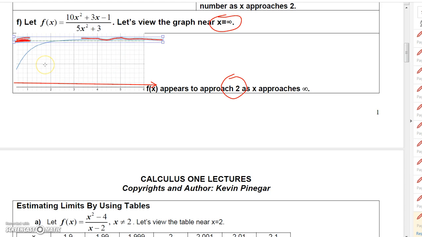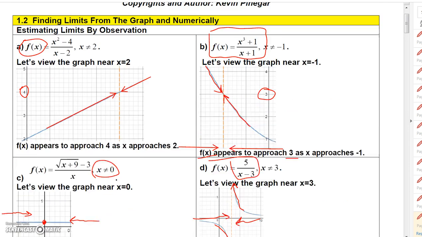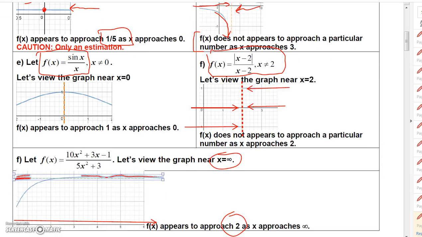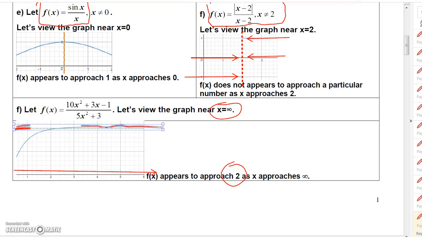Okay, so that's one way to get a handle on limits, is to look at the particular graphs. But I will tell you, you can't look at the graph and identify limits, and I'll show you why soon. These are just visual tools that help you understand what we mean when we say a function has a limit.